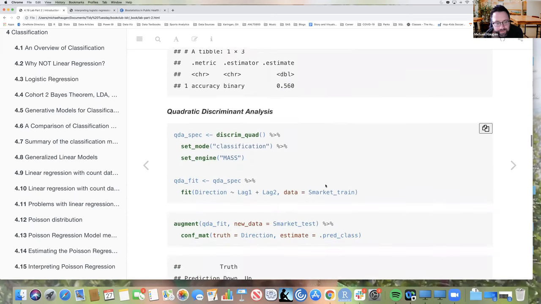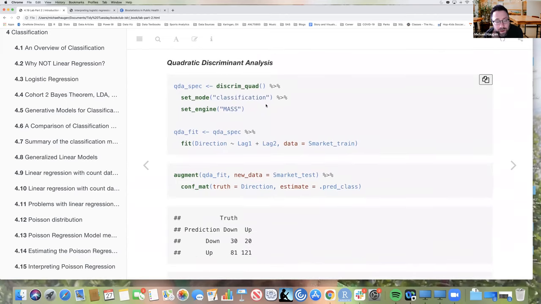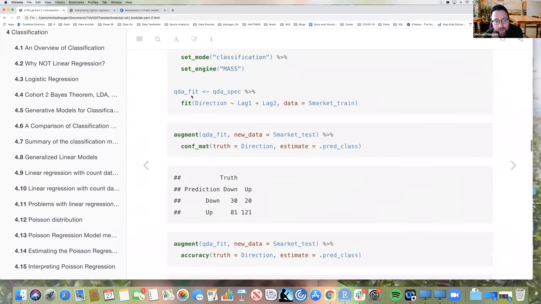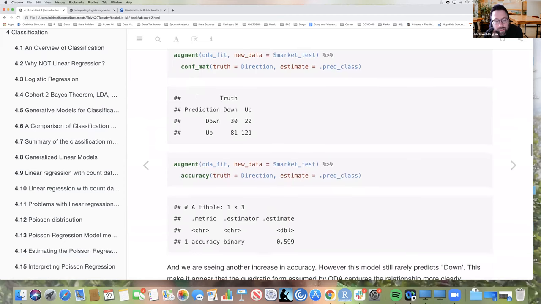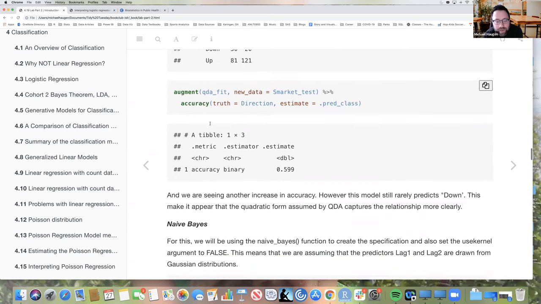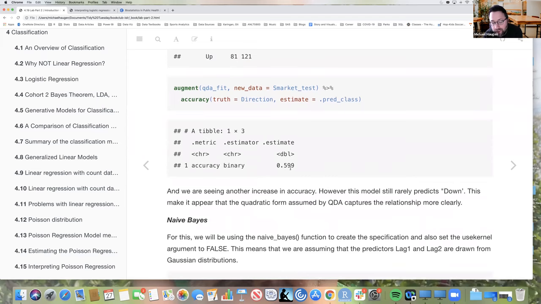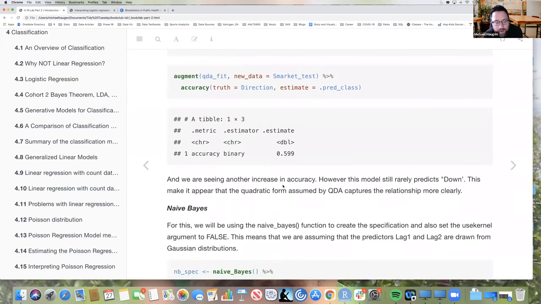So QDA, quadratic discriminant analysis, same engine as LDA, MASS, for this example at least. I don't really know how to speak to whether you should choose a different engine or not. But obviously we have the difference here, discriminant underscore quad, that's, hey, we're going to run QDA. So everything's the same here. We have a fit, we have an augment. This looks similar. We've got 30 for the upper left and 121 for the lower right. We augment it, we get an accuracy of 0.599, which is in the same ballpark, maybe a little better. And we are seeing another increase in accuracy.